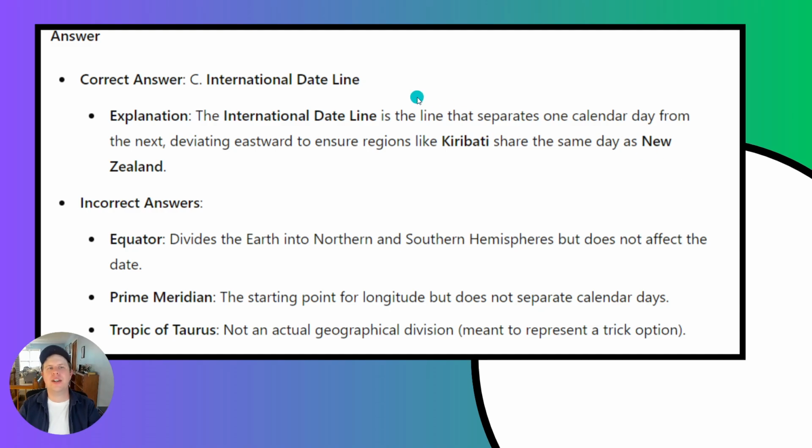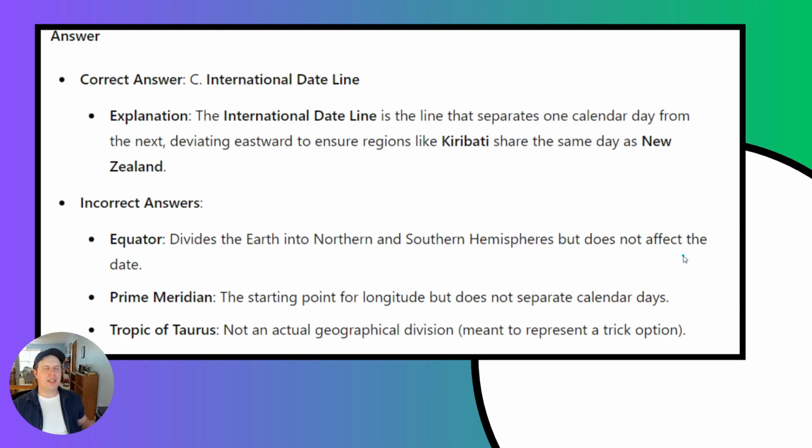The correct answer is the international date line. The international date line is the line that separates one calendar day from the next, deviating eastward to ensure regions like Kiribati share the same day as New Zealand. Some incorrect answers would be the equator, which divides the Earth into northern and southern hemispheres, but does not affect the date. The prime meridian, which is the starting point for longitude, but does not separate calendar days. And the Tropic of Taurus, which is not an actual geographical division, it's just kind of a trick.